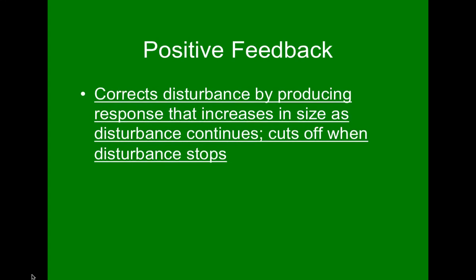So the other type is positive feedback. Now, positive feedback works the opposite way. What it does is it corrects our disturbance by producing a response that actually is going to continually get bigger. So the response, what it's trying to do is correct the disturbance, but the response will actually get stronger and stronger and stronger until the disturbance stops.